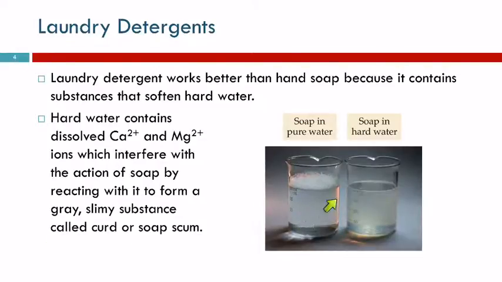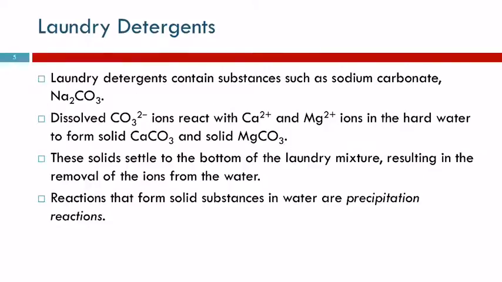So here we have soap in pure water, and it gets all nice and bubbly, and here we have soap in hard water. And it doesn't foam up nearly as much. And look how the water is kind of dingy because it's forming this insoluble substance. And that's one of the things that causes your white clothes to get gray after you've washed them several times. So how does the laundry detergent do that?